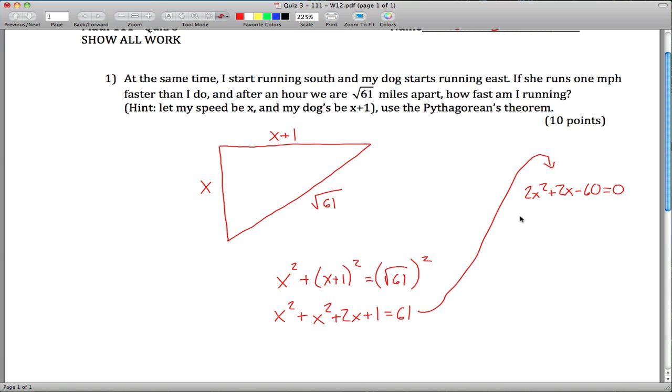And we should divide everything by 2. x squared plus x minus 30 equals 0. It'd be nice if this factored. We just have to find two numbers that multiply to negative 30 and add to 1. I think positive 6 and negative 5 will do the trick. So my speed is either negative 6 miles per hour, which doesn't make much sense, or positive 5 miles per hour. So my solution is that x equals 5. How fast am I running? My speed was x, so I'm running 5 miles per hour.